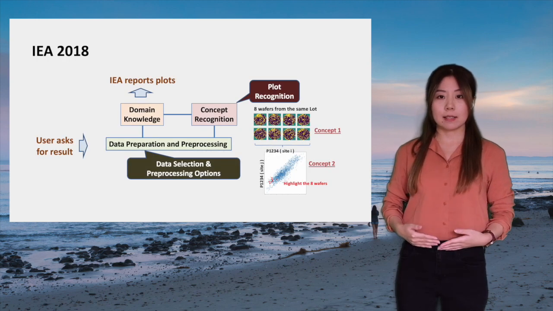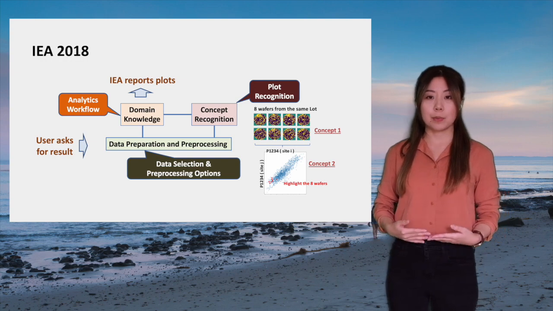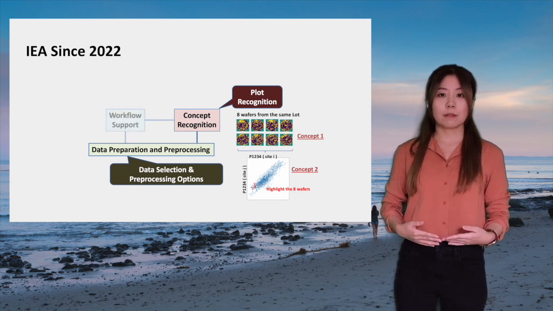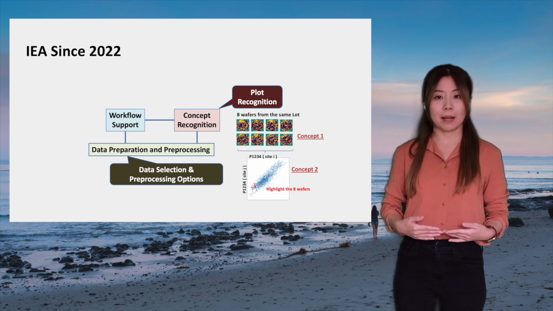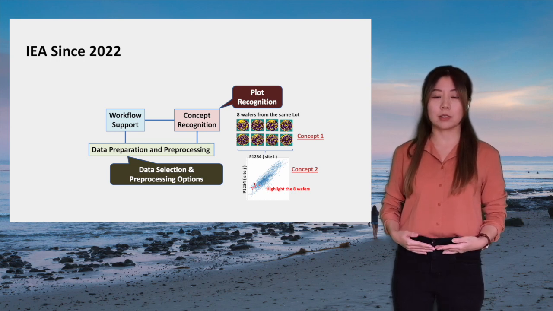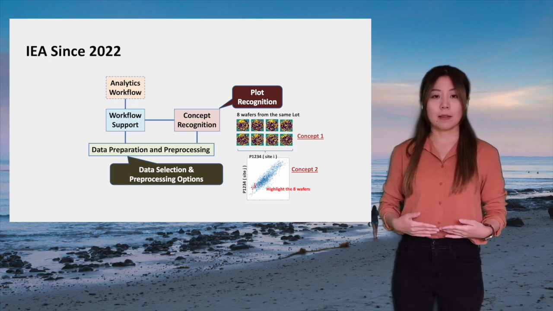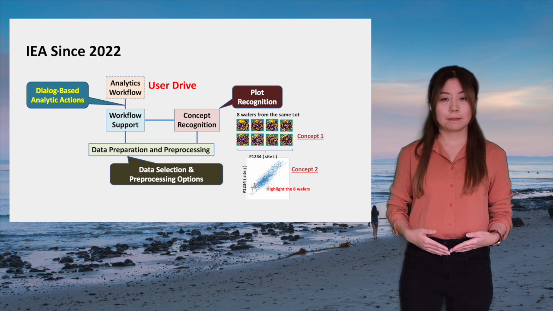Well, there are two fundamental key points I'd like to emphasize. In the previous IEA systems, the analytic workflow was predetermined and built into the IEA. Since 2022, we split the workflow into two parts. The workflow support layer, which is basically an API layer that hosts all the backend machine learning methods and models. And the other part is the analytic workflow itself, but this time it is dynamically determined based on user inputs.